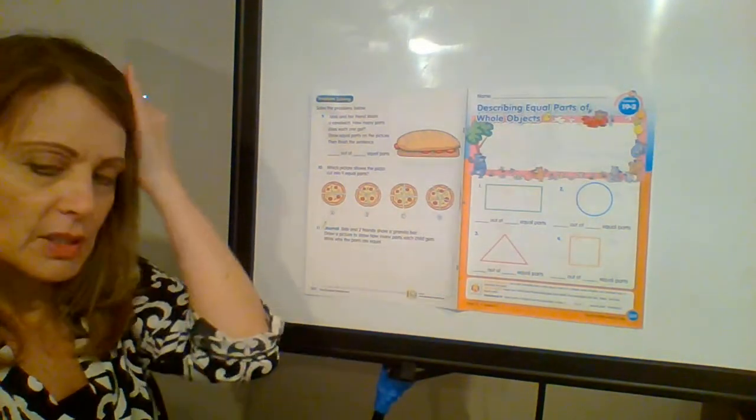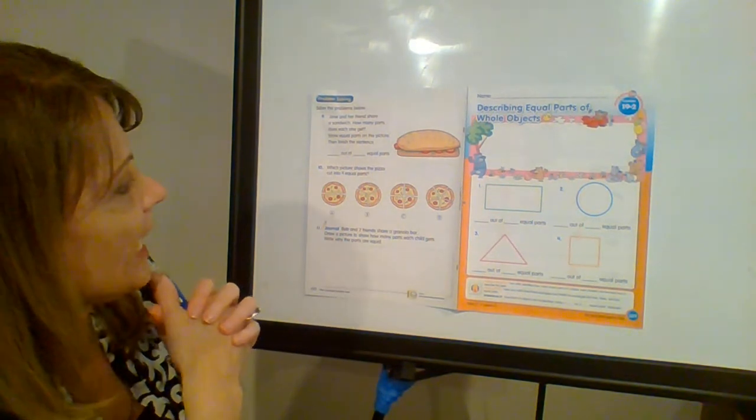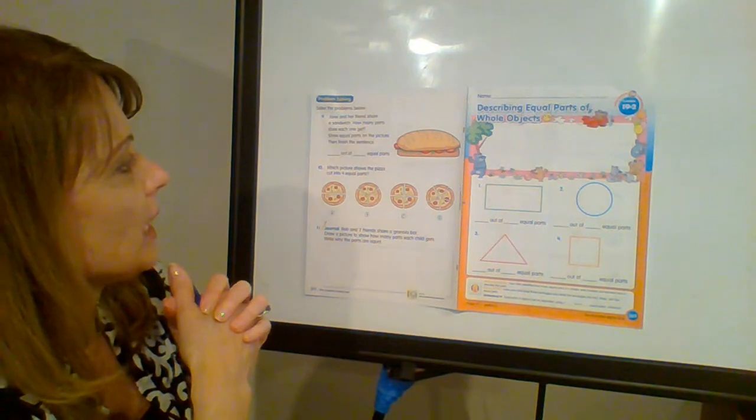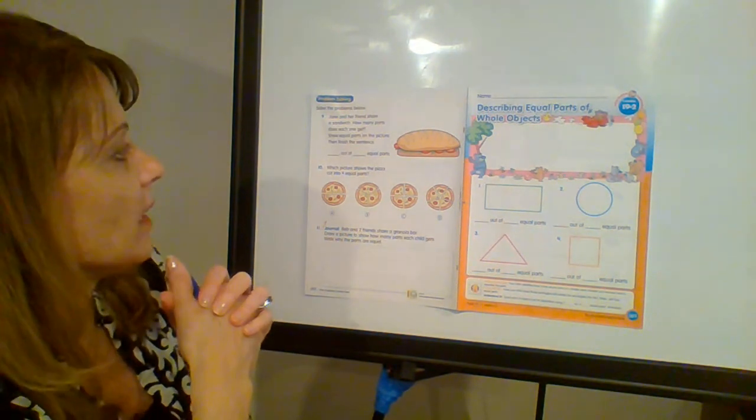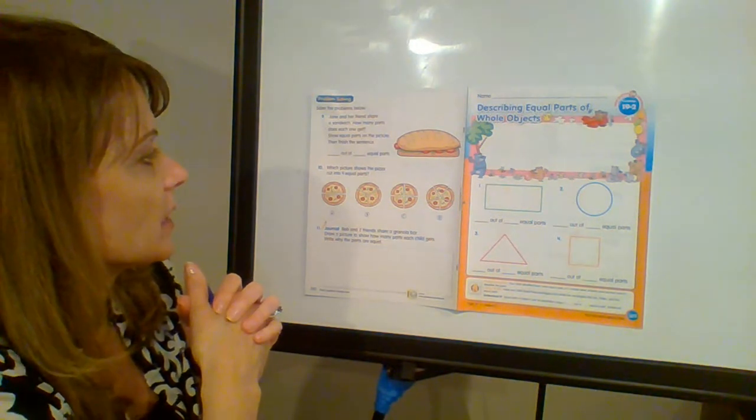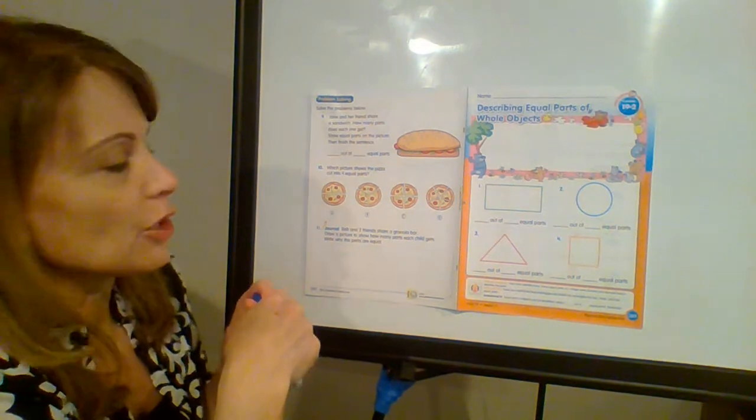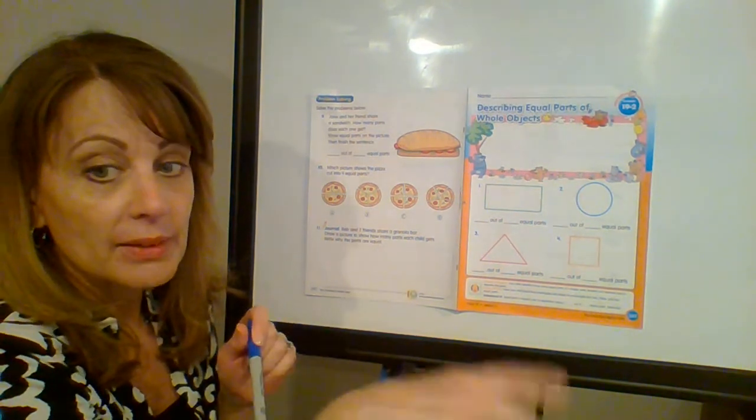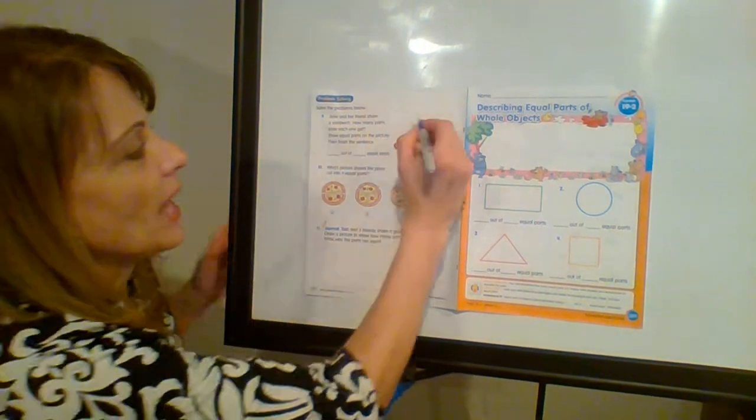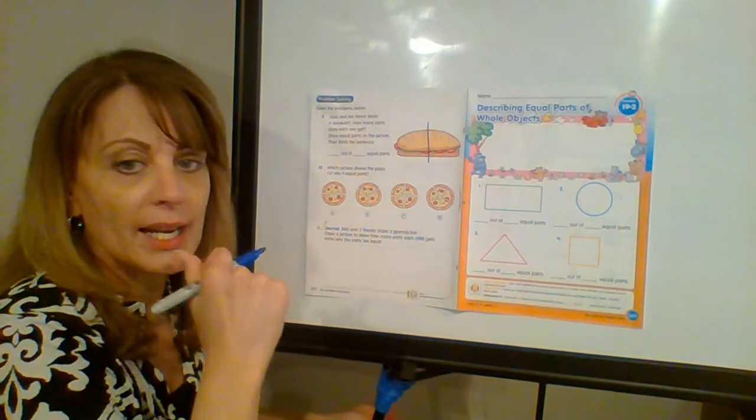Okay, so we're on the back. It says, solve the problems. Jane and her friend share a sandwich. How many parts does each one get? Show equal parts on the picture and then finish the sentence. Okay. So Jane and her friend. So how many people are there? Two. Jane and her friend. So we're going to divide that sandwich right in half.